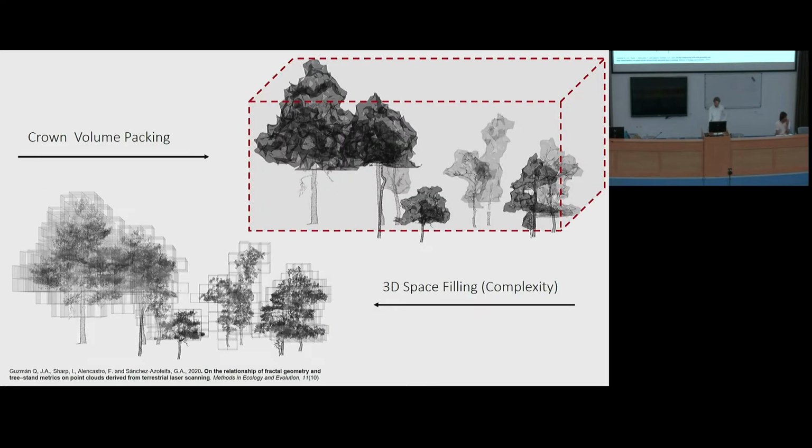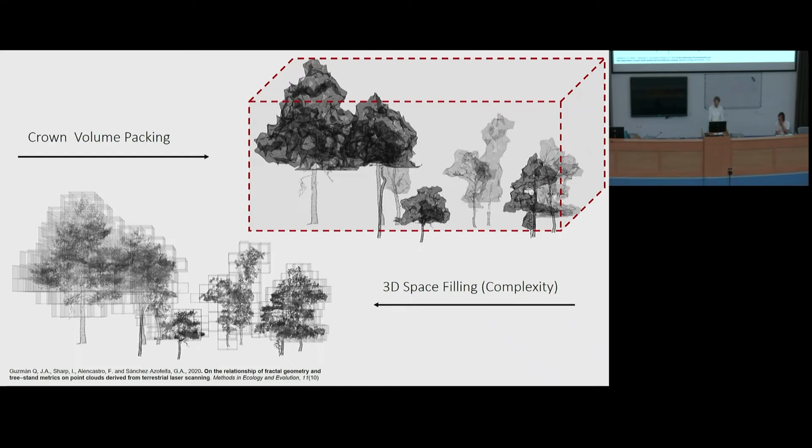And the 2 metrics I was looking at at the plot scale were, as I said before, volume packing. So that's basically, you have a given volume, which is the height of the tallest tree down to the lowest branch. So that's the available space for trees to grow in. And you have the ratio of the sum of all the individual volumes to that available space.